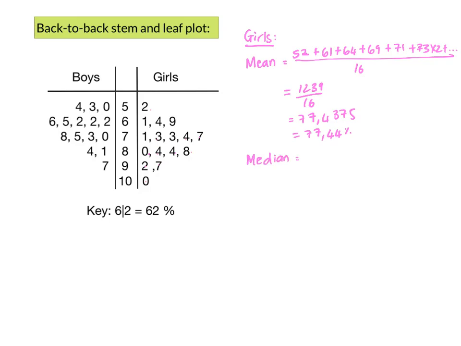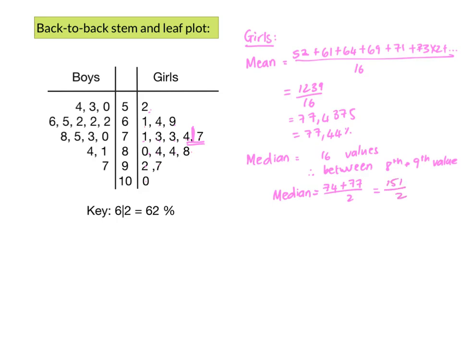For the median, I know that there are 16 values, which means if I divide that by 2, I'll get 8. 8 on the left and 8 on the right. So that means that my median is going to occur between the 8th and the 9th value. Let's see where the 8th and 9th value lie. The 8th and 9th values are 74 and 77. So to calculate what the median is, I need to add 74 with 77 and work out the average of those two.